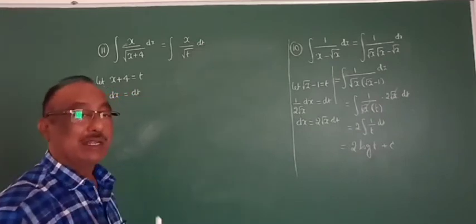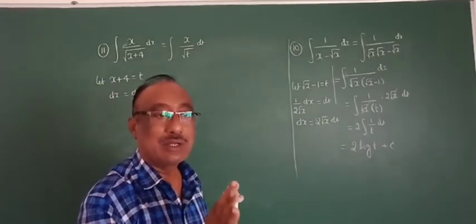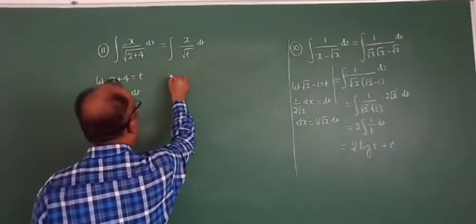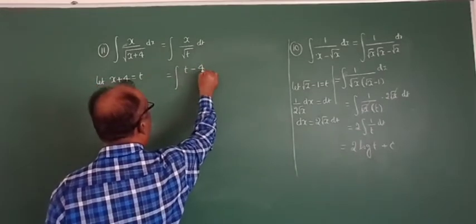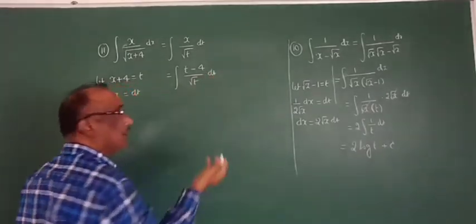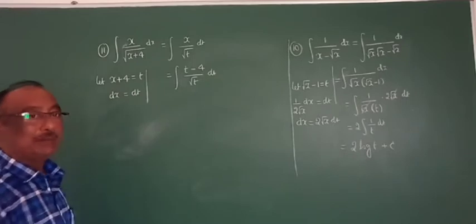The problem is converted in terms of t, but x is a variable, it can never be left. At the x place, write down t in terms of t. So integral of x means t minus 4 by root t into dt. Right, separate into two parts, and the problem is completed.